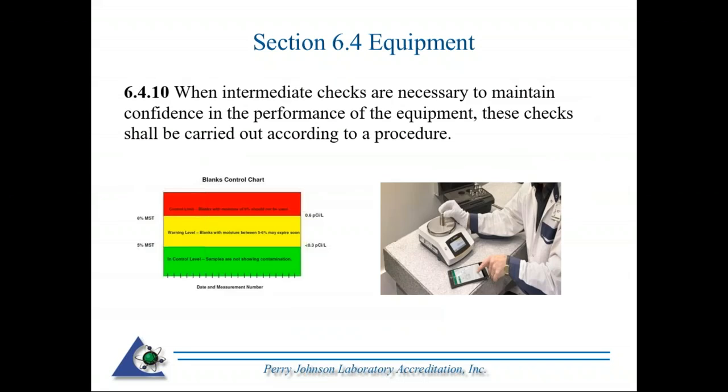Okay, 6.4.10: When intermediate checks are necessary to maintain confidence in the performance of the equipment, these checks shall be carried out in accordance with a procedure. So you folks that are testing laboratories, when you have controlled, say, spikes or blanks, that's incorporated in your procedure. That falls in line with what we have required here in 6.4.10. If you're an organization, perhaps you have balance checks incorporated in the procedure. Have your balance calibrated. The intermediate check is what's being performed, just checking the balance prior to the day's activity, assuring that it's within predefined limits of acceptance before proceeding with the day's activities.